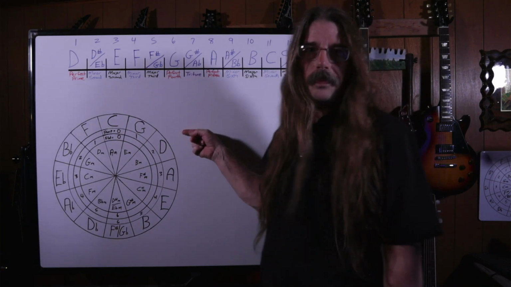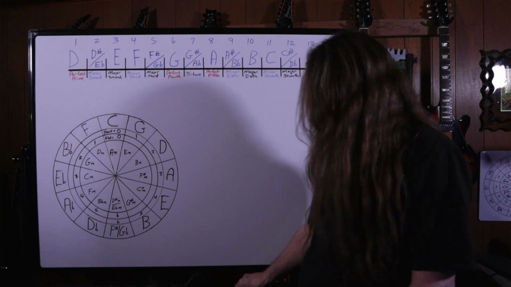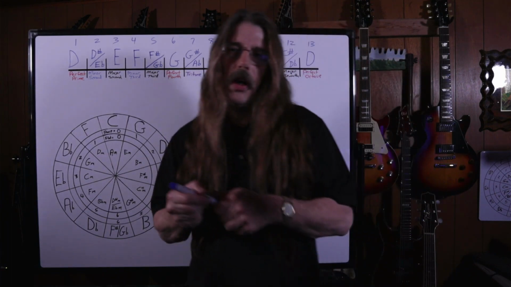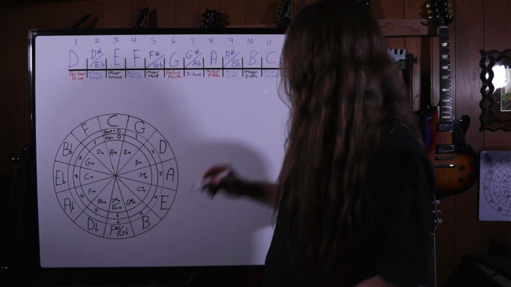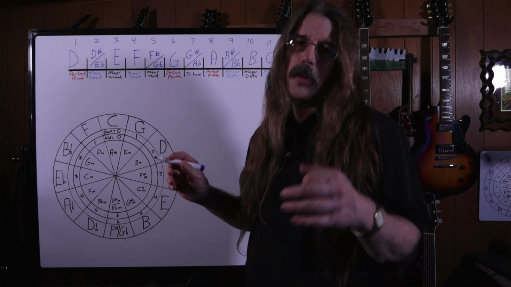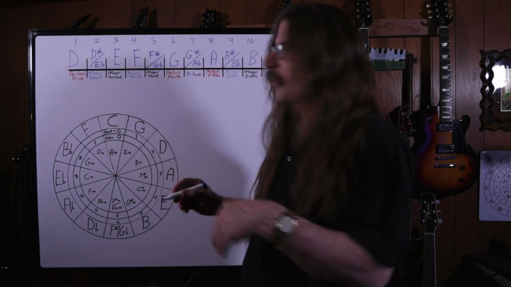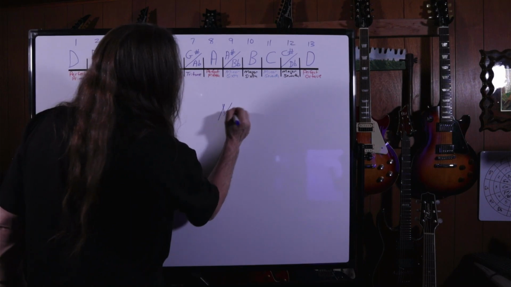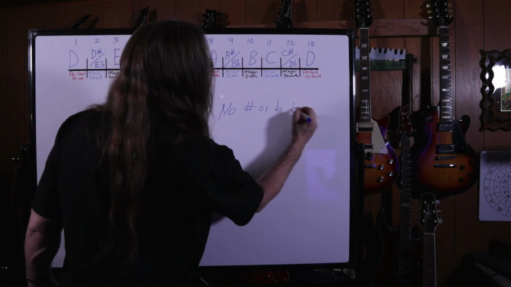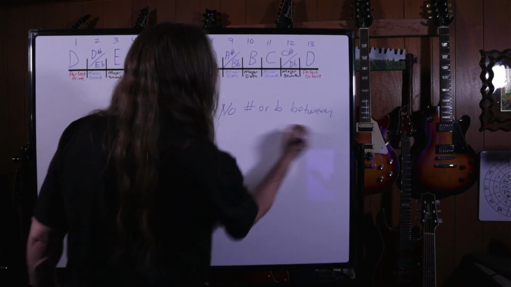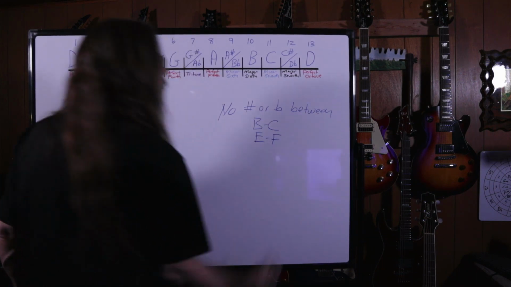I have up here laid out the key of D, and basically what we have is the letters A through G, and you have to remember that between B and C and between E and F there is no sharp or flat. No sharp or flat between B, C, E, and F.